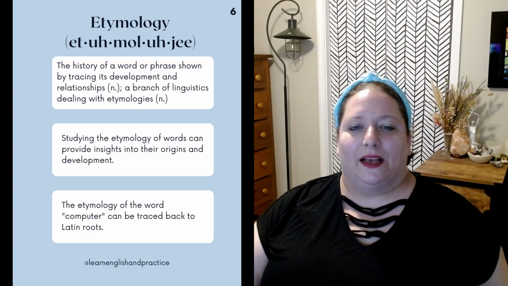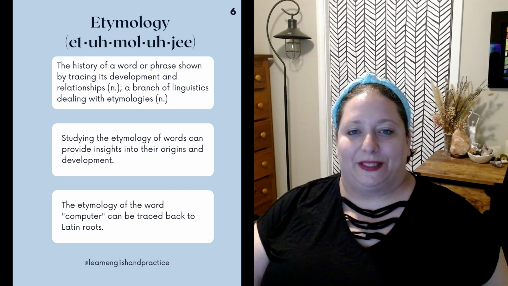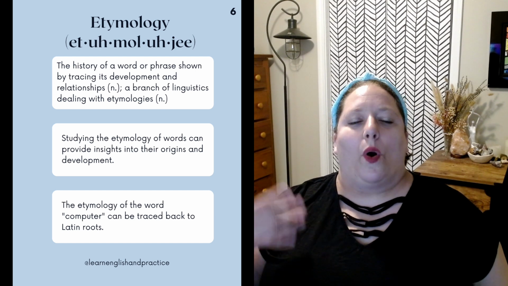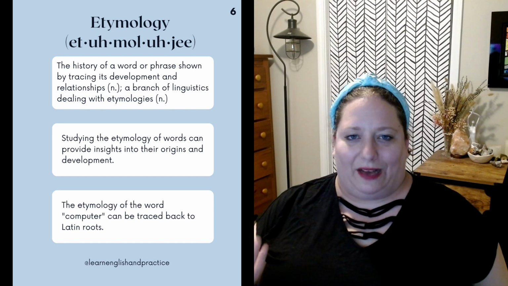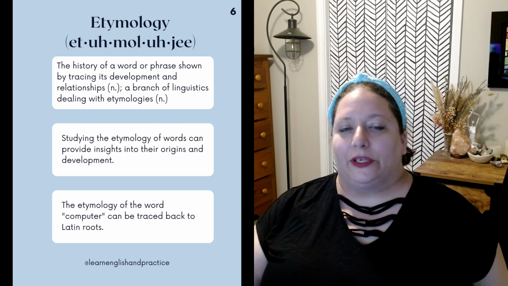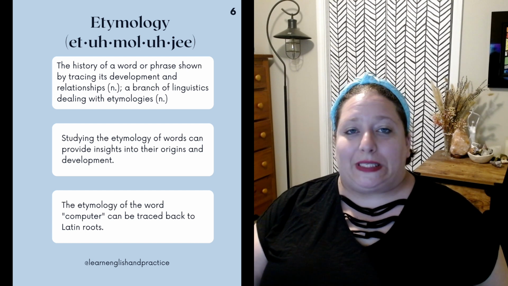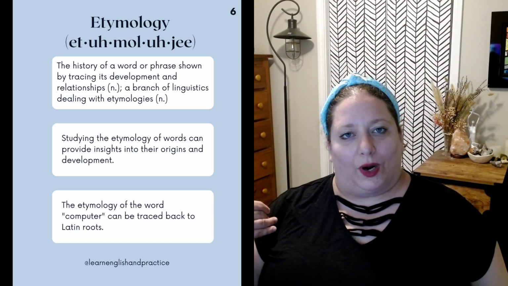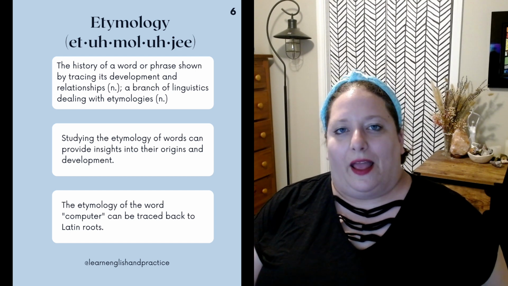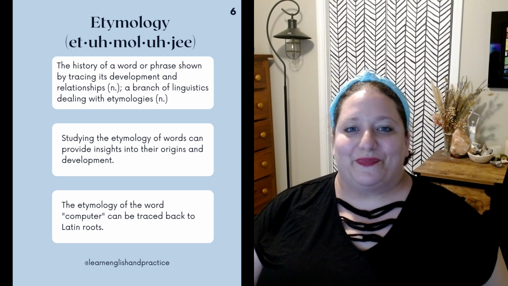Etymology. This means the history of a word or phrase shown by tracing its development and relationships as a noun. A branch of linguistics dealing with etymologies as a noun. So, this idea of etymology is basically the origins of words and the origin of language. English and a lot of other Romance languages have Latin roots, and you can trace the origins of words through the study of those words. And that study would be etymology.